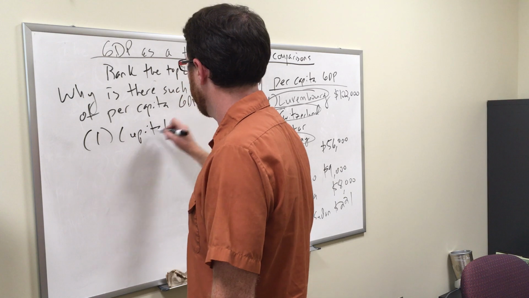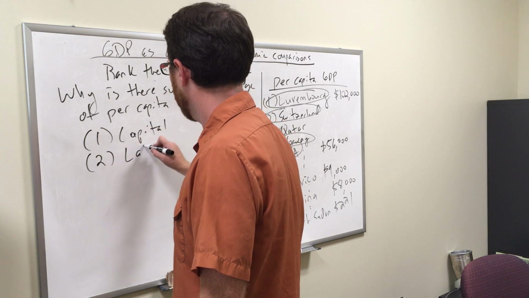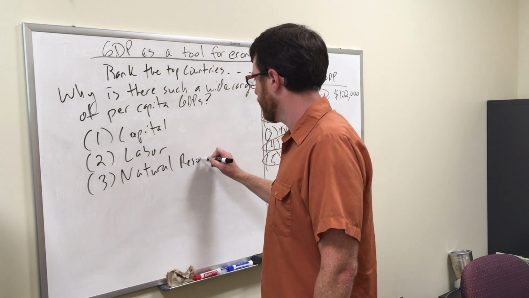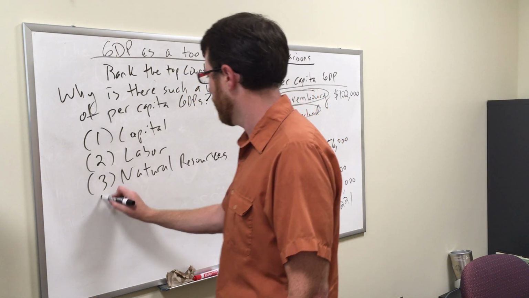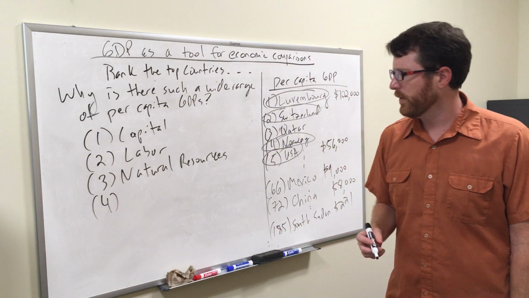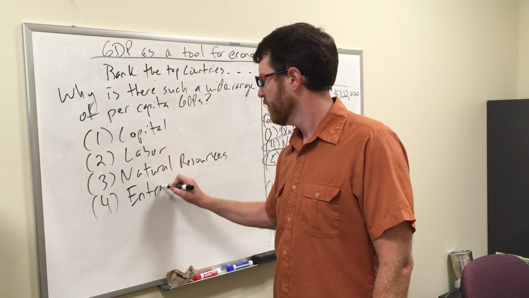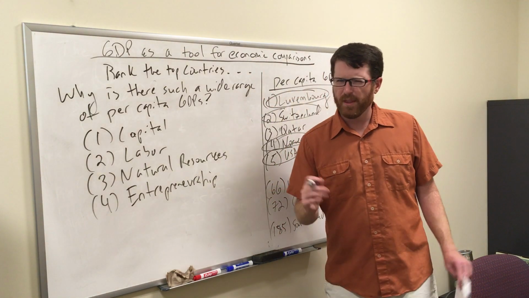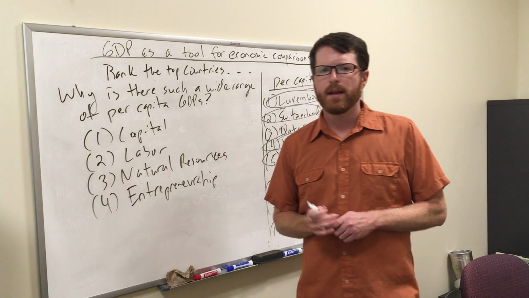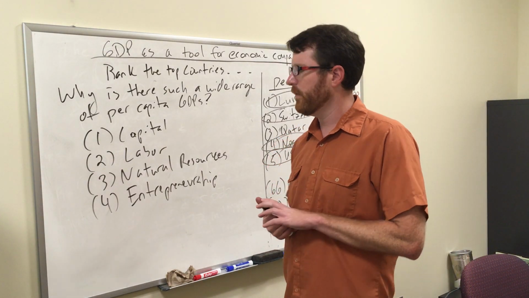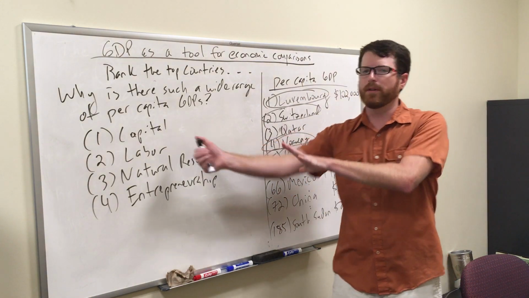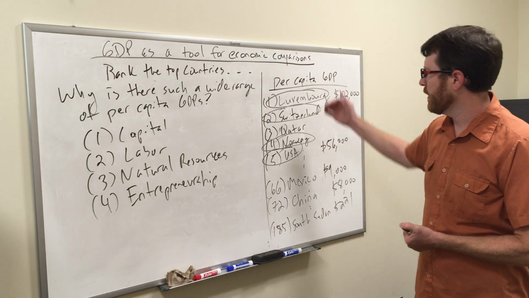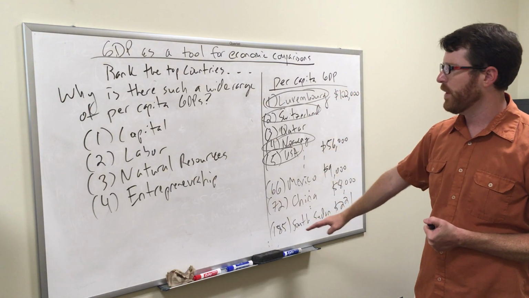In no particular order here: capital, labor, natural resources, and entrepreneurship. All right? That's those 4 factors of production back from chapter 1. These are the things that determine production, and there are things that can influence these, all right? But these are ultimately what we need. So let's think about it. A country like Luxembourg versus a country like South Sudan.